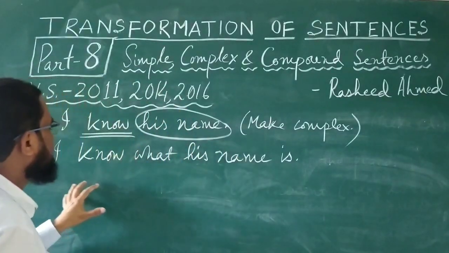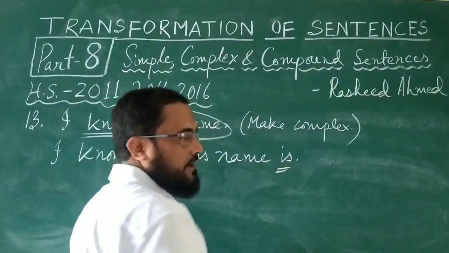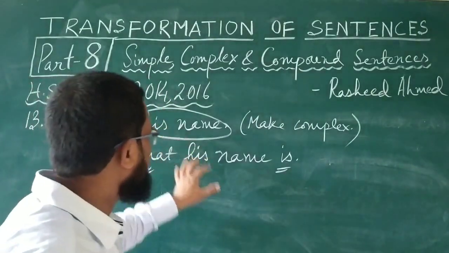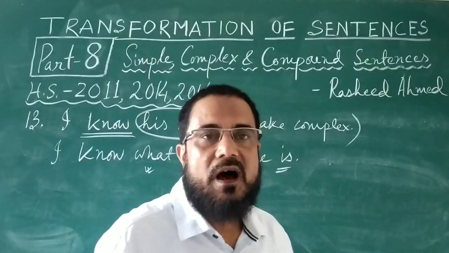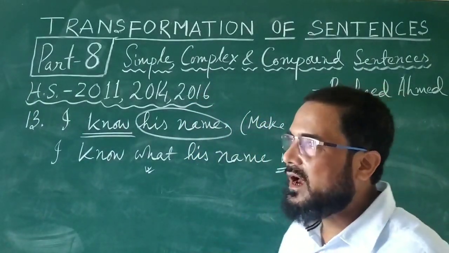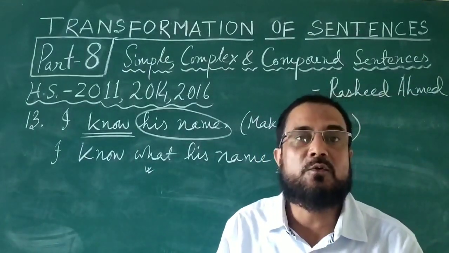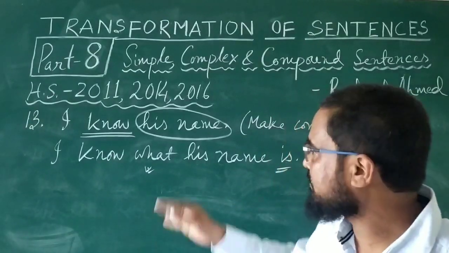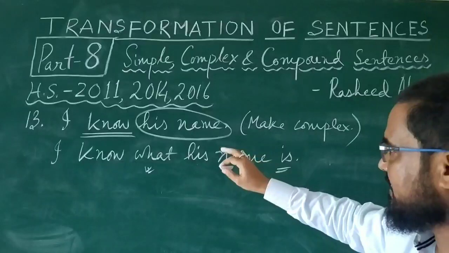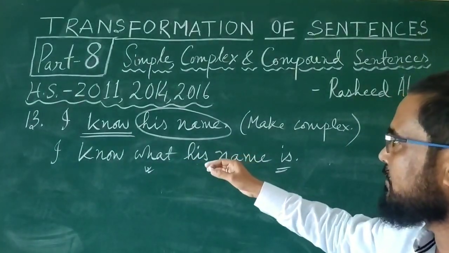I know his name. The complex sentence will be: I know what his name is. This is a finite verb. His name is now changed into what his name is. I know his name, simple. I know what his name is, complex. I know him, simple. I know who he is, complex. So that was a very short sentence, and it has come 3 times, so you have to pay attention to it very much. The next question is the one that came in 2012.